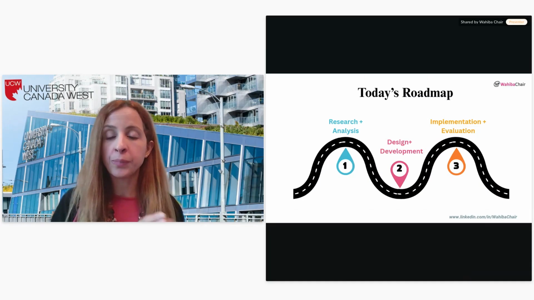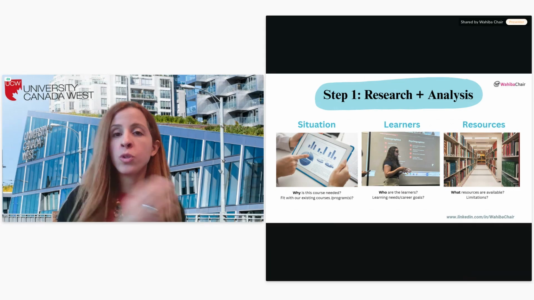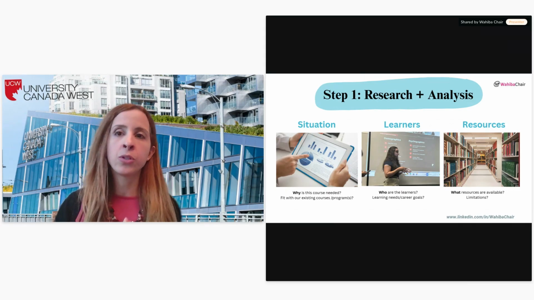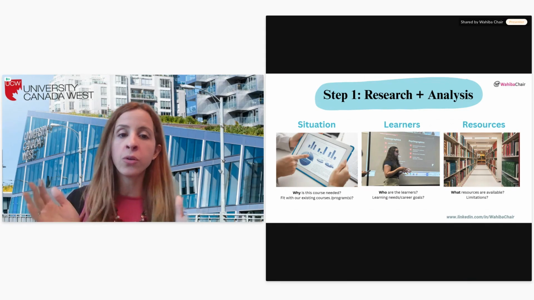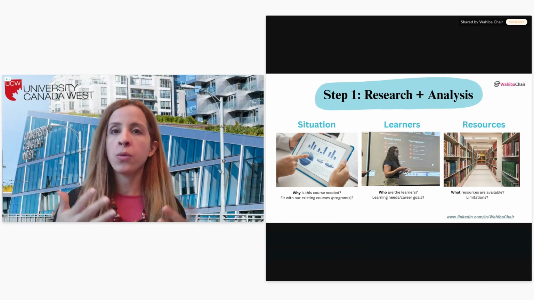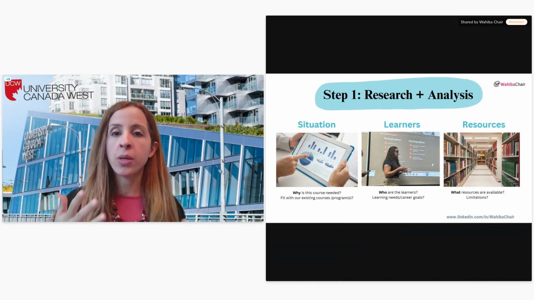And so the first step, which is research and analysis, can also easily become a rabbit hole. So I find it's important to really focus on some key pillars, starting with the situation, being why do we need this course in the first place? And how does it fit with our existing courses and programs?